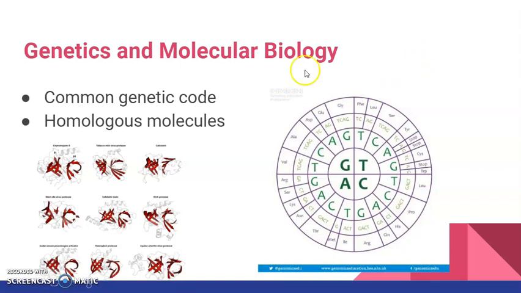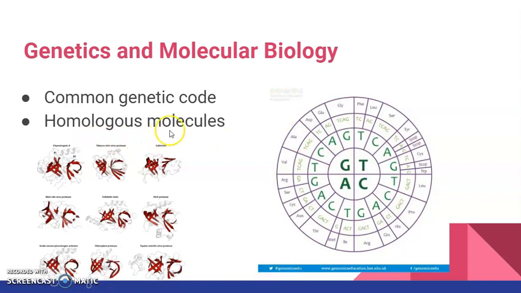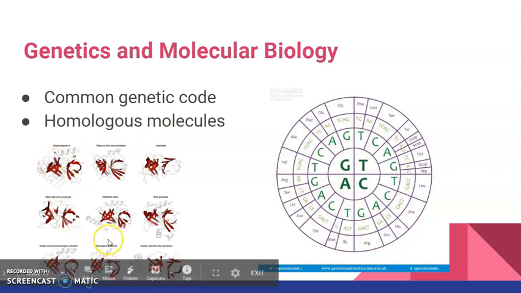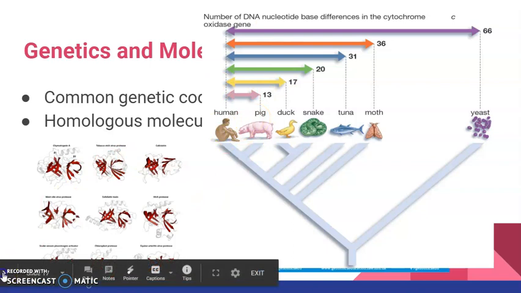All right, in more recent years, genetics and molecular biology have played a huge role in how we think about evolution. So remember, we have a common genetic code, which is shown over here. We also have homologous molecules. So these are molecules that descended from the same ancestor protein, let's say. So this is showing proteins that are very similar, right? We also know that different organisms have the same proteins. And by looking at how many differences in the DNA, we can piece together how closely related organisms are based on these DNA differences. So that's a very strong piece for evolution.